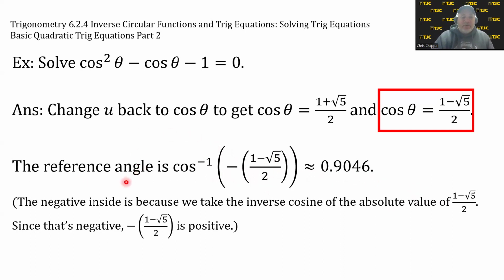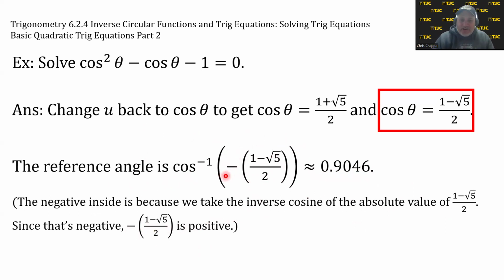First, we've got to find the reference angle. So we'll do cosine inverse of the negative of this fraction, which is approximately 0.9046. Now, why did I put the negative here? Because our protocol is to find the reference angle, which is acute, which means we take the inverse trig function of the absolute value of this constant. But this constant was negative. And so sticking a negative in front of it turns it into positive.